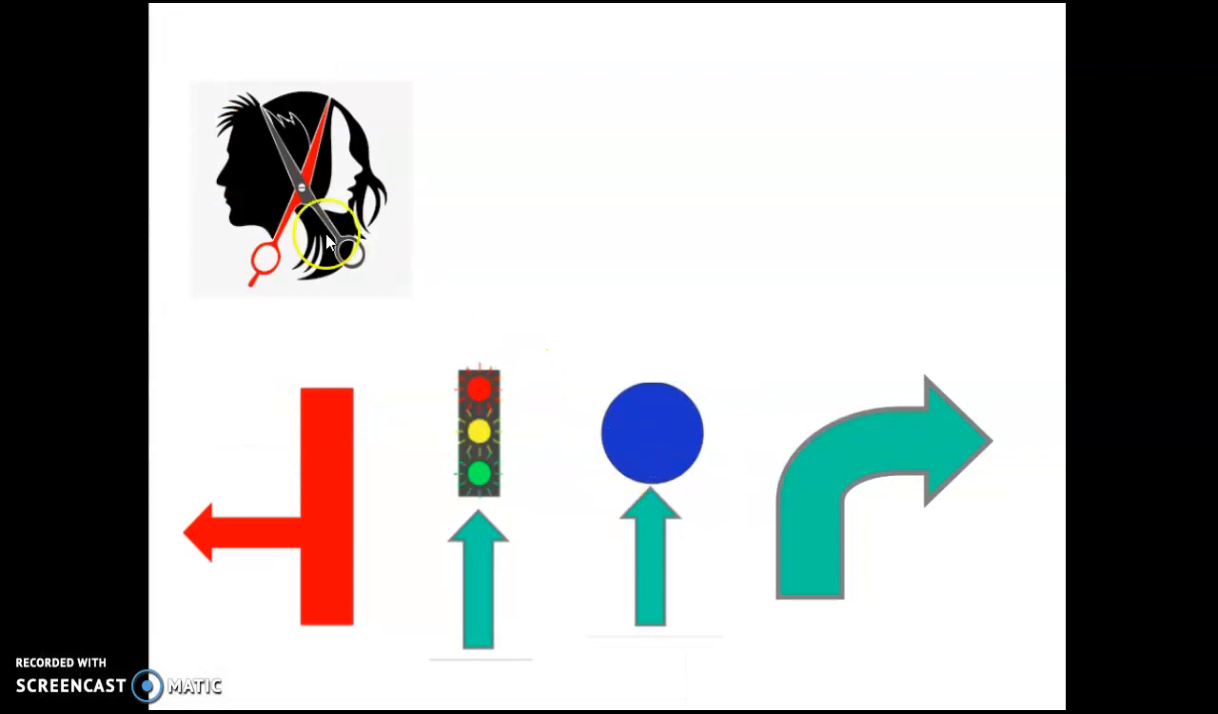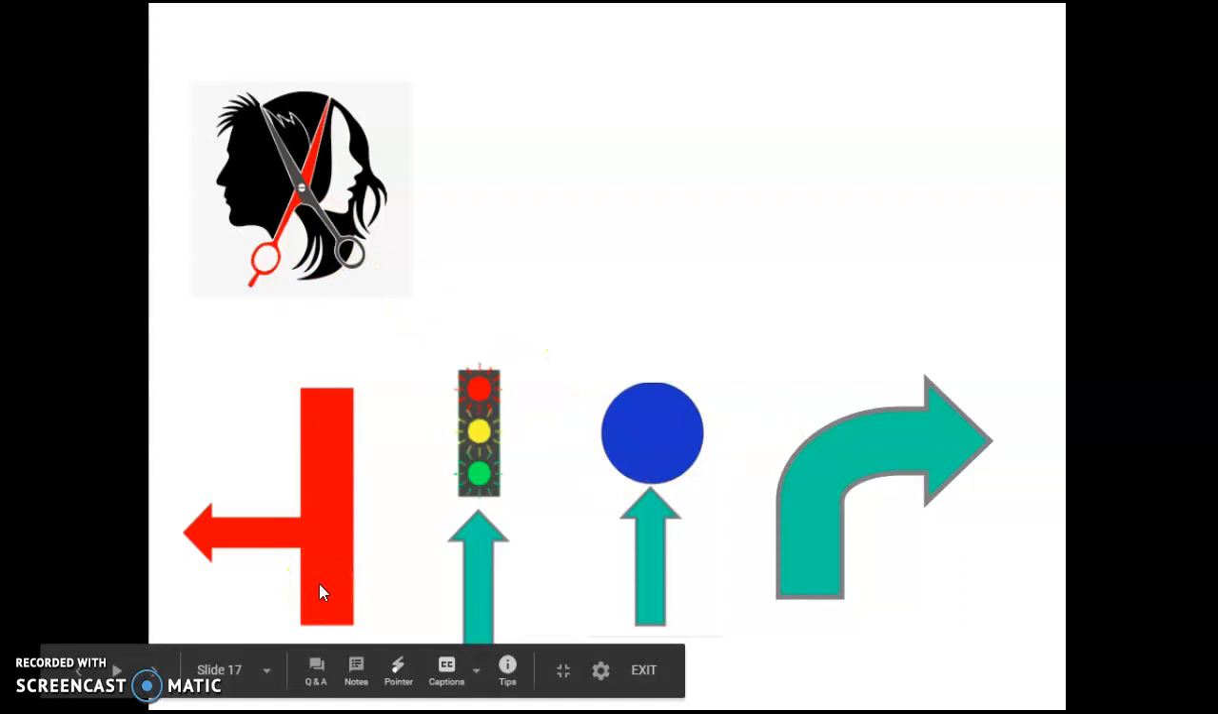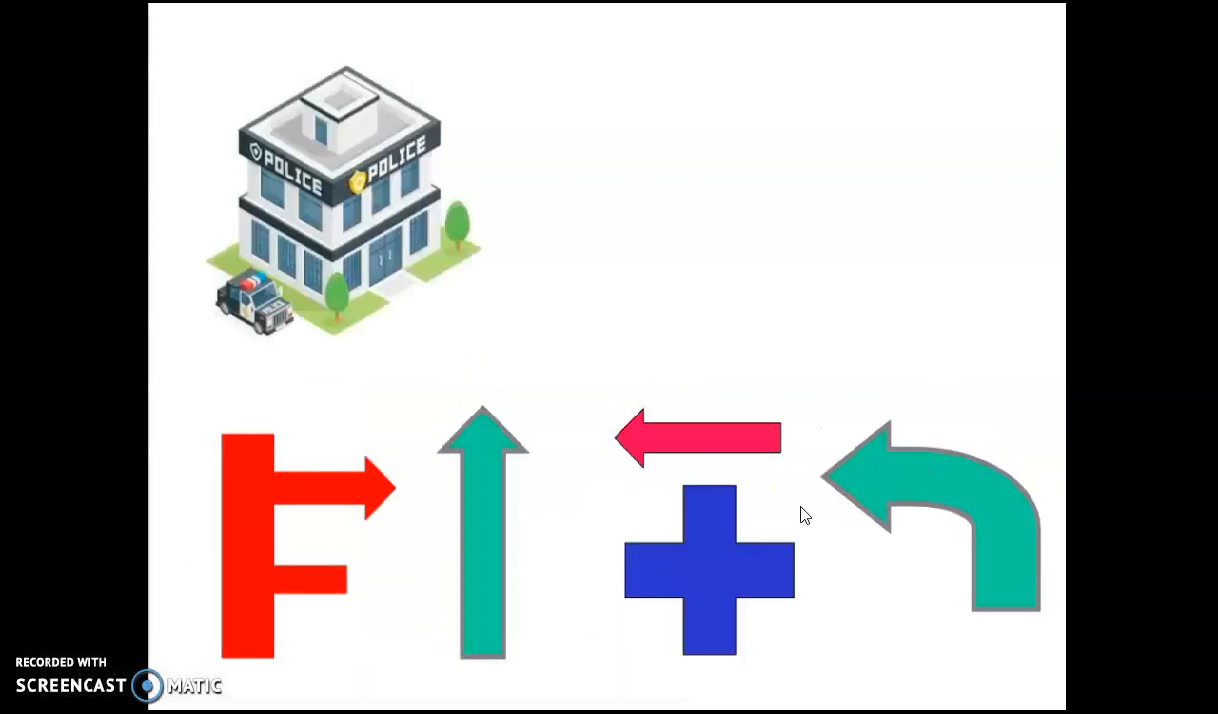So how do I get to the salon? Well, you're going to take your first left. Then you're going to keep going till you hit the traffic light. After that, continue till you get to the roundabout. And then the last thing you do is take a right. Okay, so that's going to be your assignment.